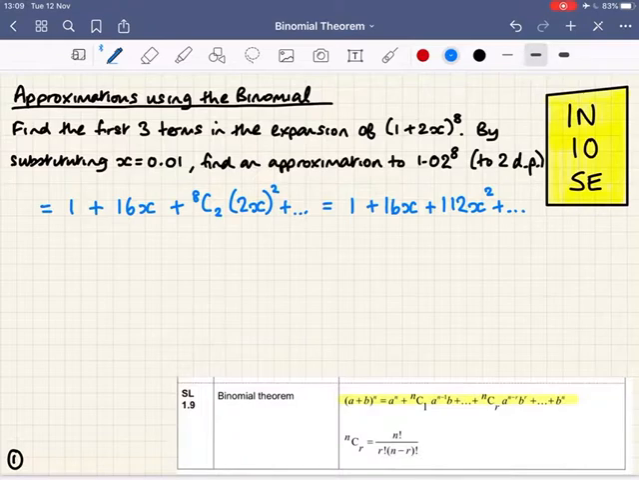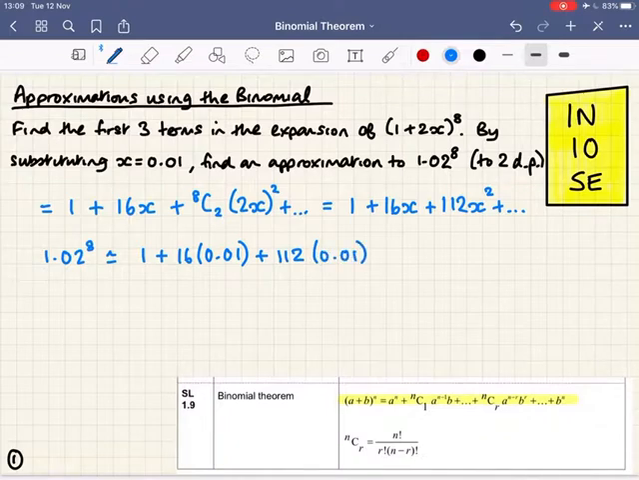Now by substituting x equals 0.01, I will find an approximation to 1.02 to the power of 8. Let's do that. We can say 1.02 to the power of 8 is approximately equal to 1 plus 16 times 0.01 plus 112 times 0.01 all squared, and then that would continue. Now, given that I want to round to two decimal places, to do this calculation by manual methods, I'm going to write my solutions to each of those terms in nice columns.